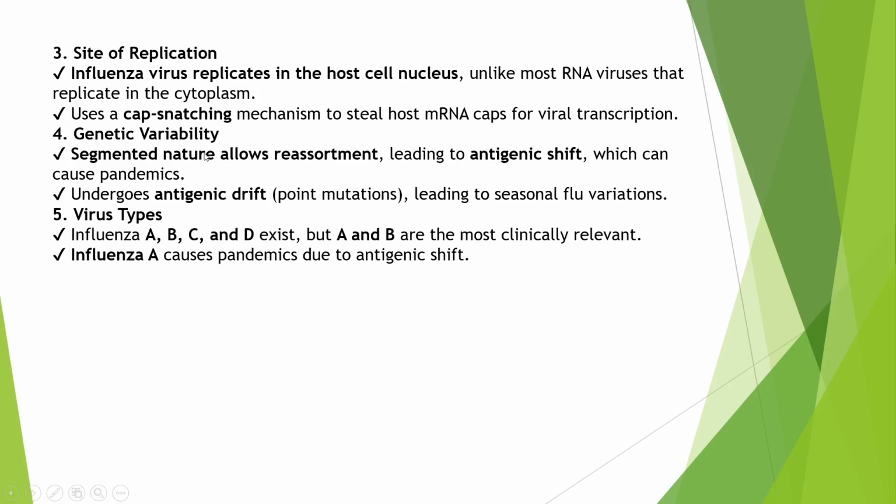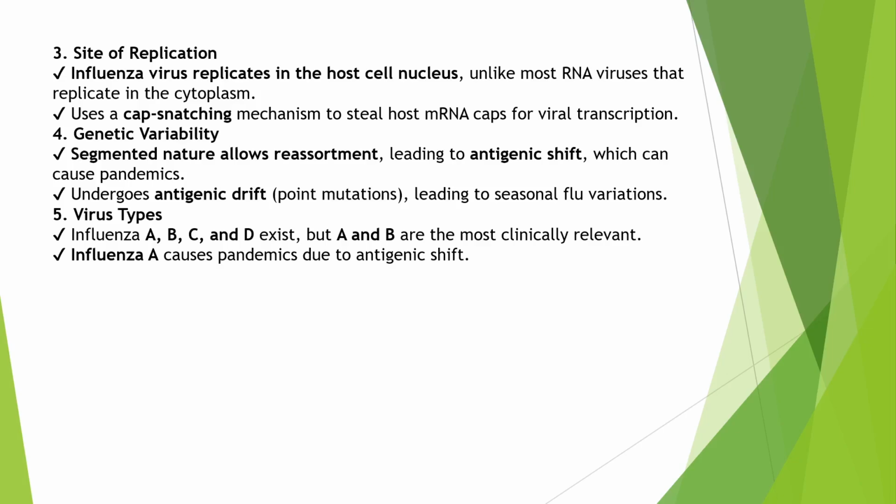Then genetic variability. Segmented nature allows a reassortment. This is very important. So this leads to antigenic shift. So this is why it can cause pandemic. So because it's 8 segmented, these 8 segments are separate, so they can rearrange in any order during the course of time. So that is the reason we don't have effective drugs.